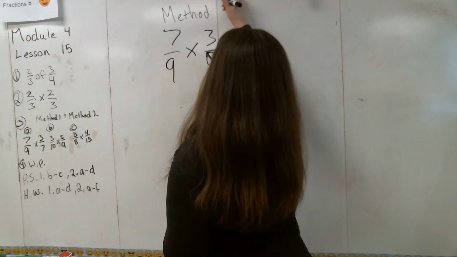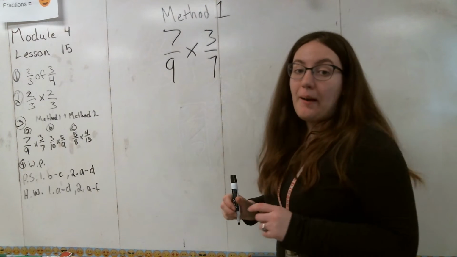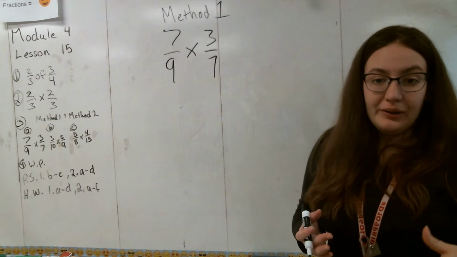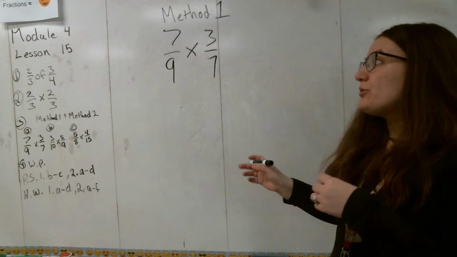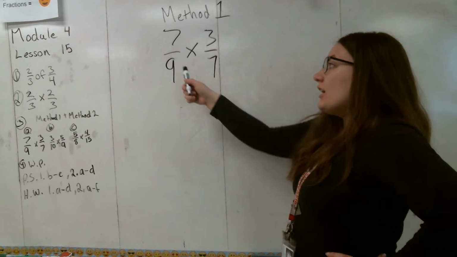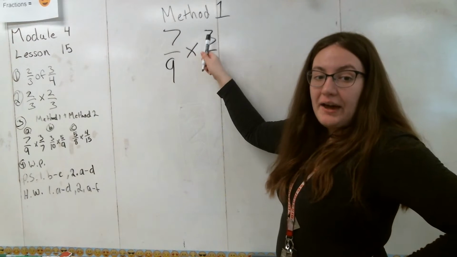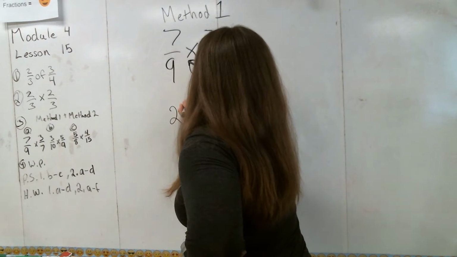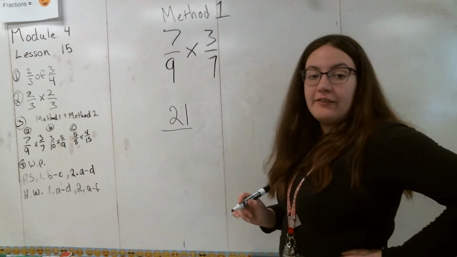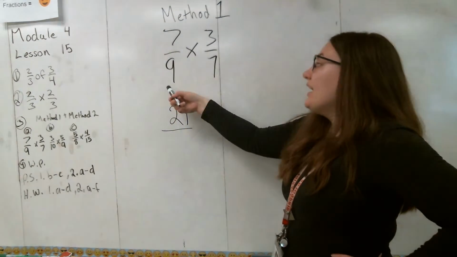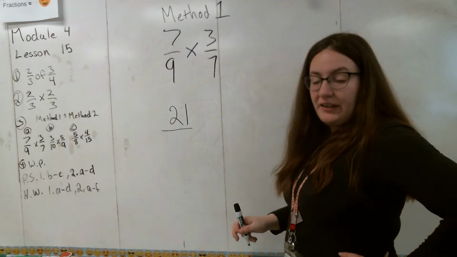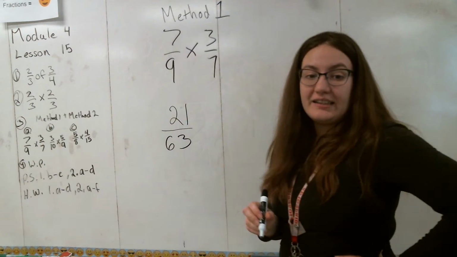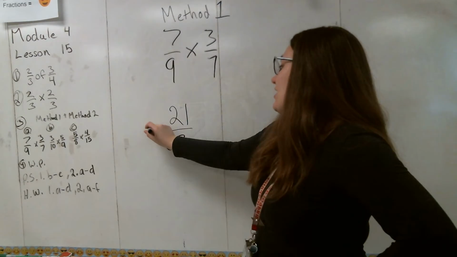And you could write this in your notebooks if you would like. So method 1 is just simply solving it. I'm not changing up the numbers. I'm not really doing anything different. So all I'm doing is going straight across and multiplying. So 7 times 3, which gives me 21. And then I'll find the product for my denominator. And that's 9 times 7, which gives me 63. And then I get an answer, 21/63.